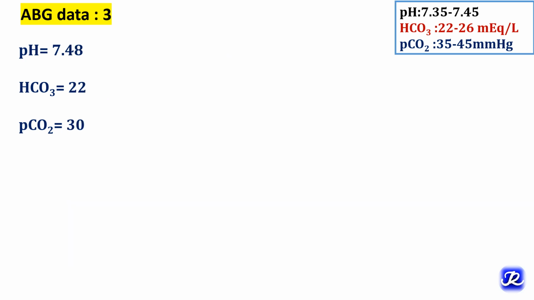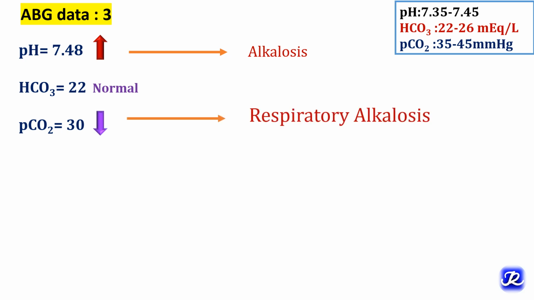This ABG data shows pH is 7.48, means it is more than 7.45. So it is alkalosis. Bicarbonate is 22, it is normal, and partial pressure of carbon dioxide is 30, means it is decreased. So this condition is respiratory alkalosis.